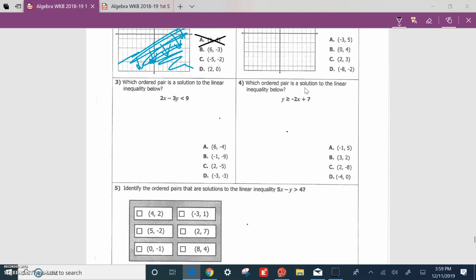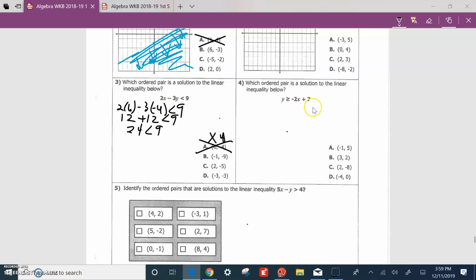On number 3 and number 4, if you're not going to use the graphing calculator, then this is what you have to do. This is your x coordinate, this is your y coordinate. You would plug it into the equation in place of x and in place of y. And you would do the math. This is 12 and this is plus 12 because a negative times a negative is a positive. Then you see if the inequality is true. 24 is not less than 9, so A is not my solution.